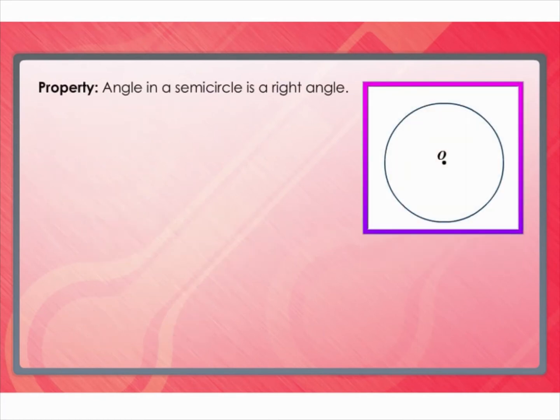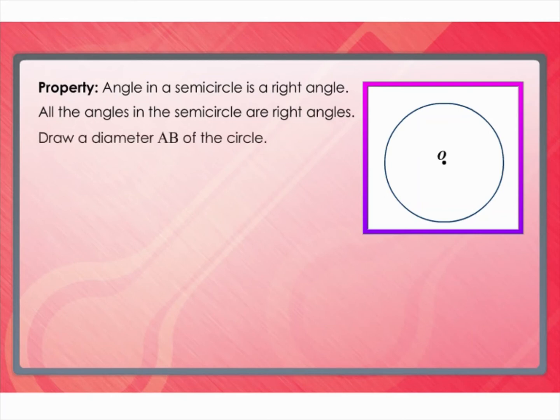Here is an interesting property of angles formed by an arc in a semicircle. All angles formed in a semicircle are right angles. Let's try and prove this. Draw a diameter AB to divide the circle into two semicircles.